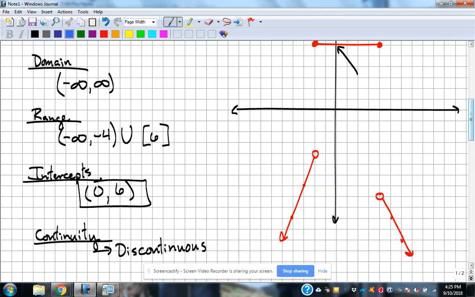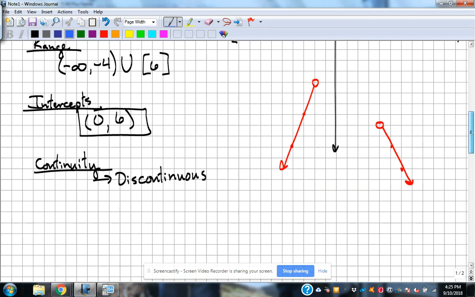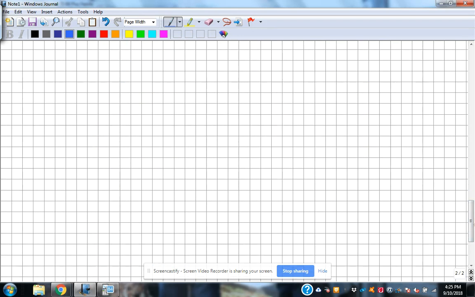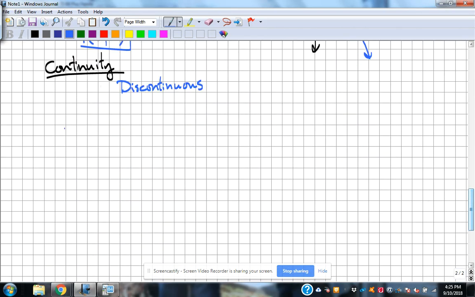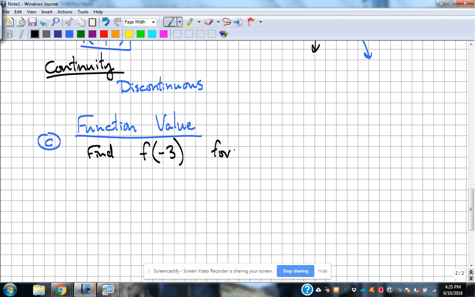Okay. All right, let's look at one more thing with piecewise defined functions, and that's function value. And function value with piecewise is a little less complicated than the graphing. I think it's a little more intuitive. So function value. Function value means find some value. Let's say f of -3, and then it gives you this piecewise defined function. f of x equals, and then they throw this stuff at you.